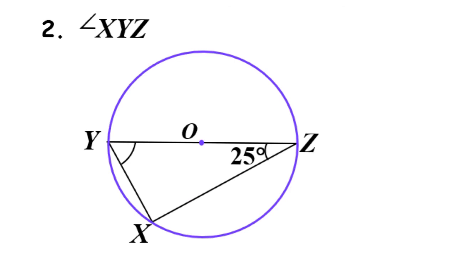Example 2, find the angle XYZ. So to do that, what we can notice is that XYZ is a triangle and we have one side. So if we could work out the angle X, then we could work out Y. And angle X, or ZXY, that equals 90 degrees because angles in a semicircle are 90 degrees.